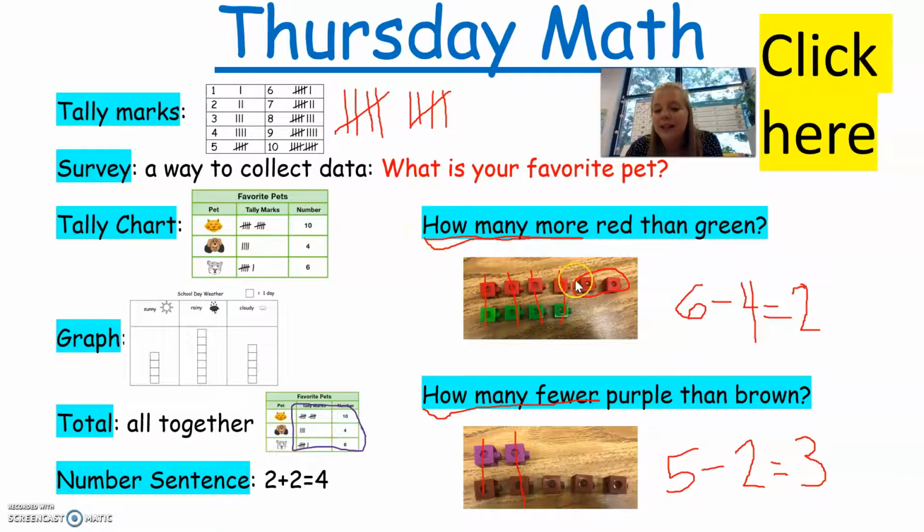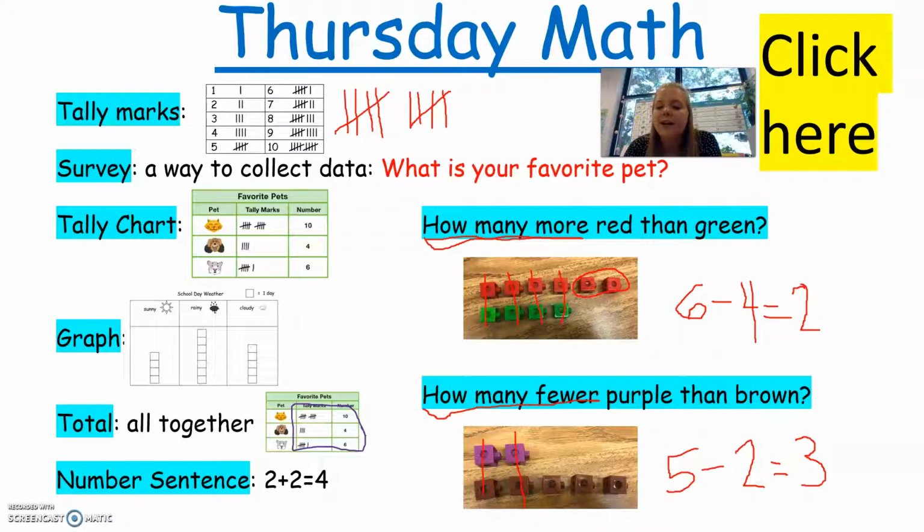Remember, I lined up my pairs, I crossed them out, and I look at how many I have left to find out how many more, okay? And then I can do my subtraction sentence, which is going to start with a bigger number, which is red, minus the smaller number 4, equals how many left over? 2. And the last one is how many fewer purple than brown.